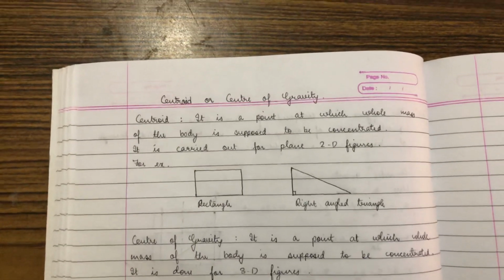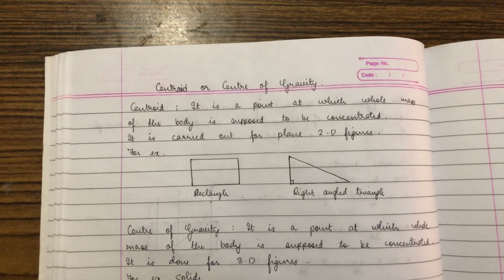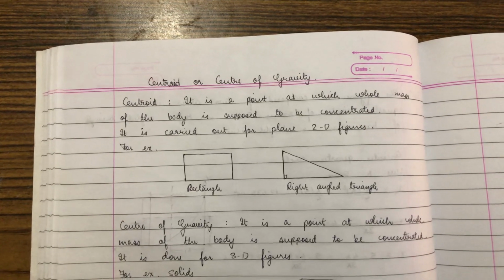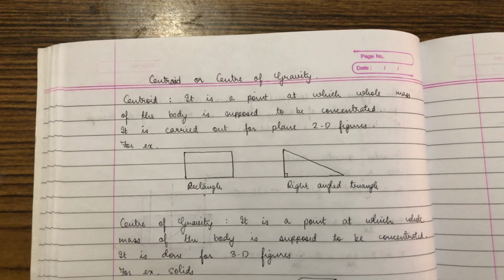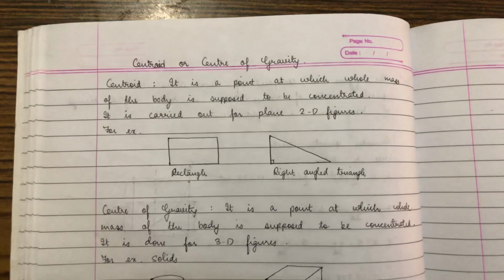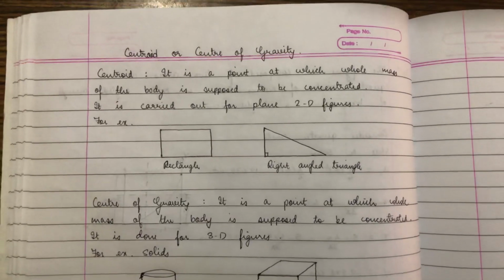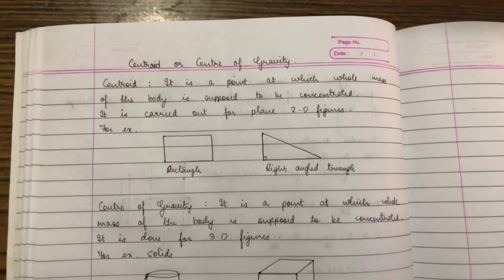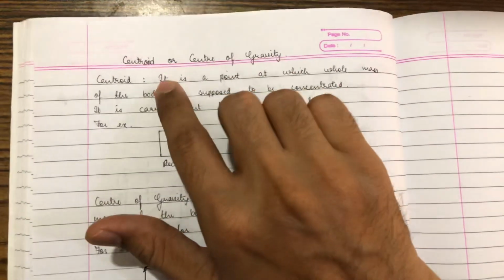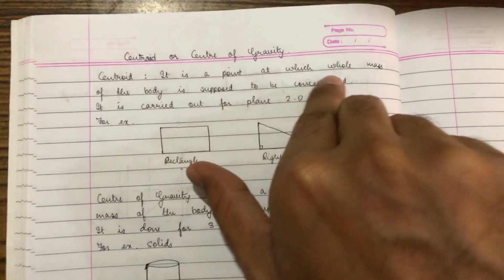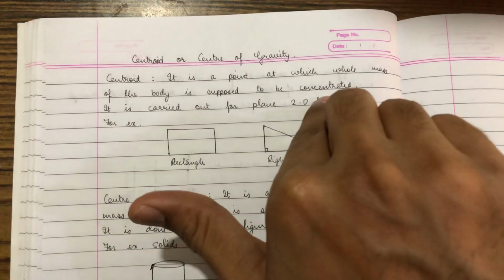Hello everyone. Today we are going to talk about centroid or center of gravity. First, let us see what is the difference between centroid and center of gravity. You can see the definition. It is a point at which whole mass of the body is supposed to be concentrated.